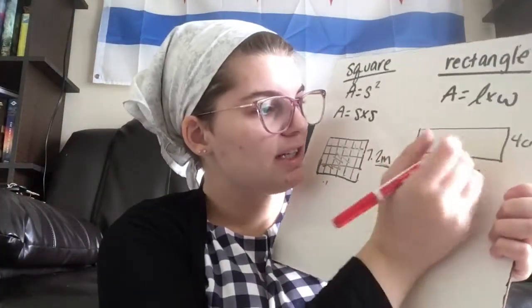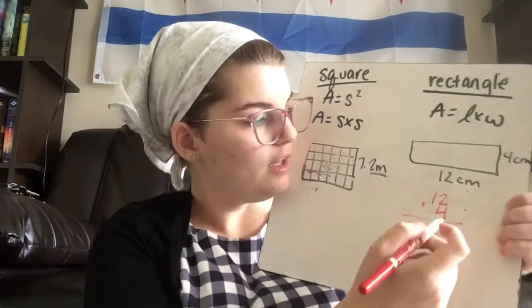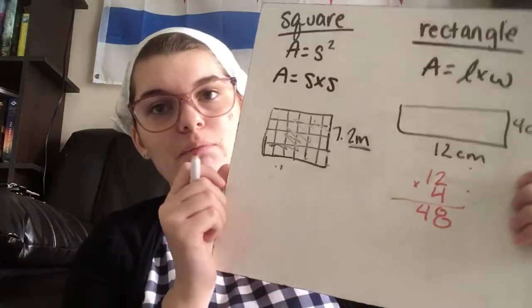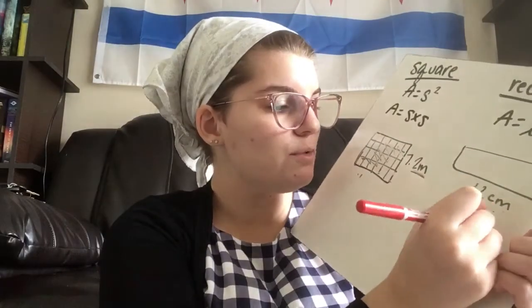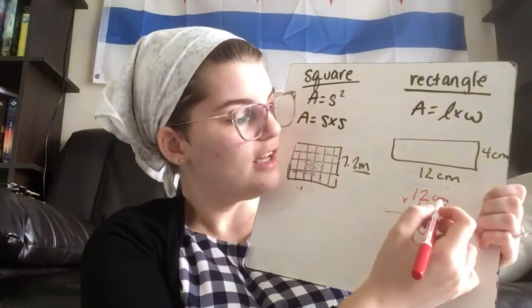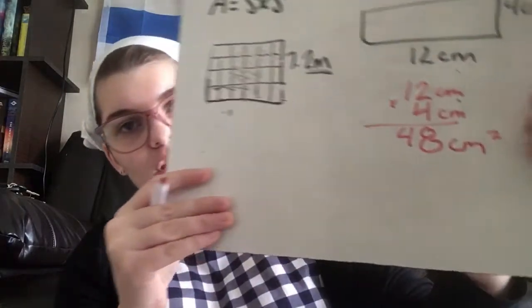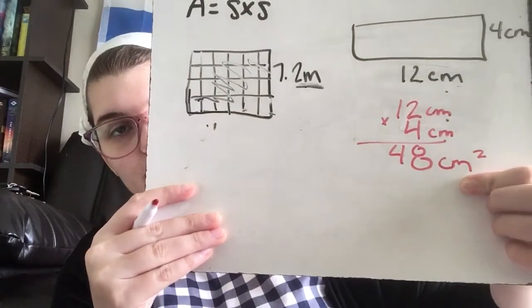So we're going to do it. It's going to be 12 times 4, and the answer is 48. But again, we're not done. So it says that this is by centimeters. So we have 12 centimeters, 4 centimeters. Centimeter times centimeter is centimeters squared. So your answer is 48 centimeters squared. Make sense?